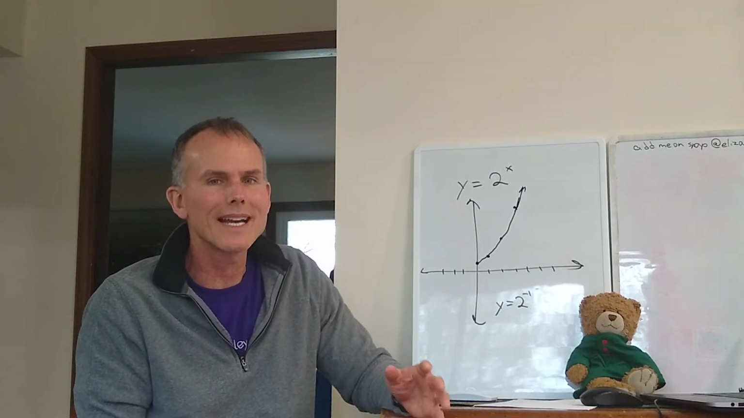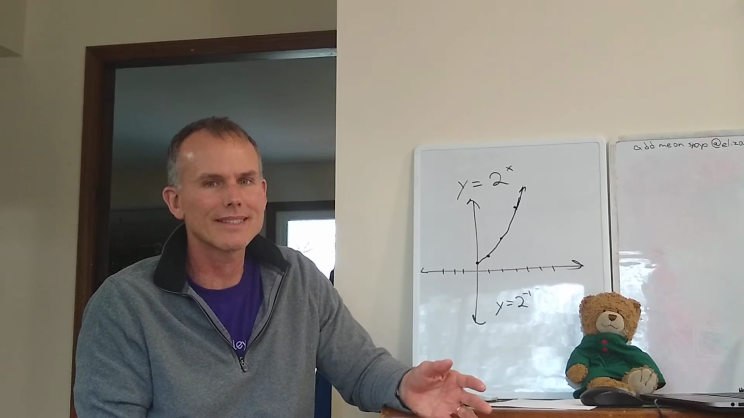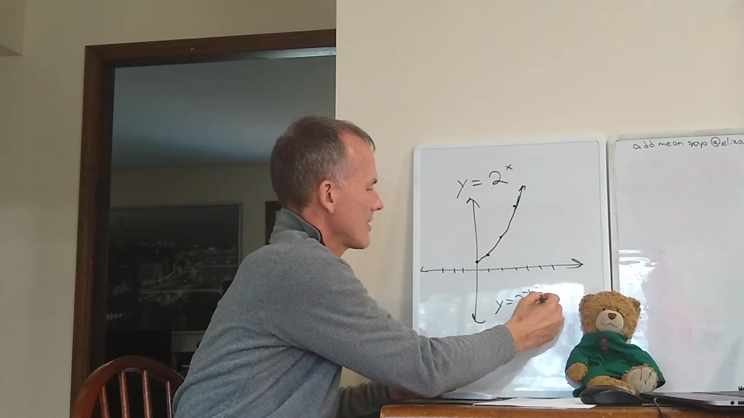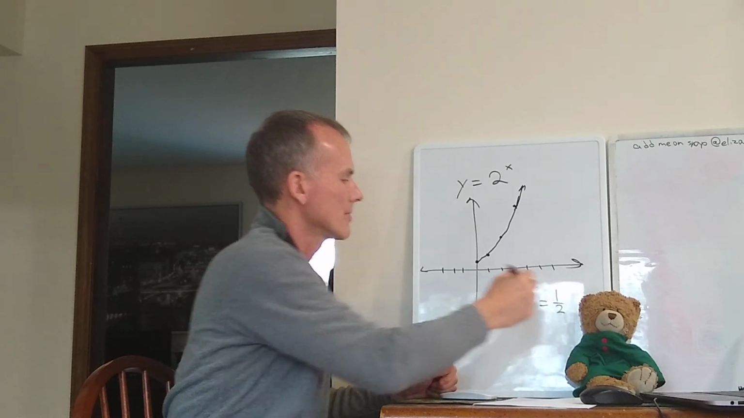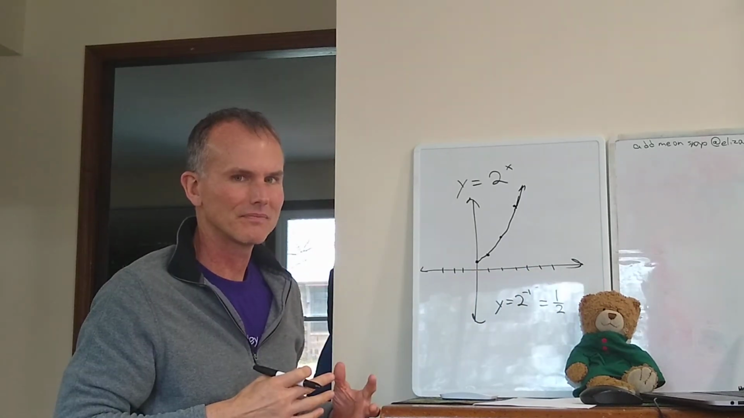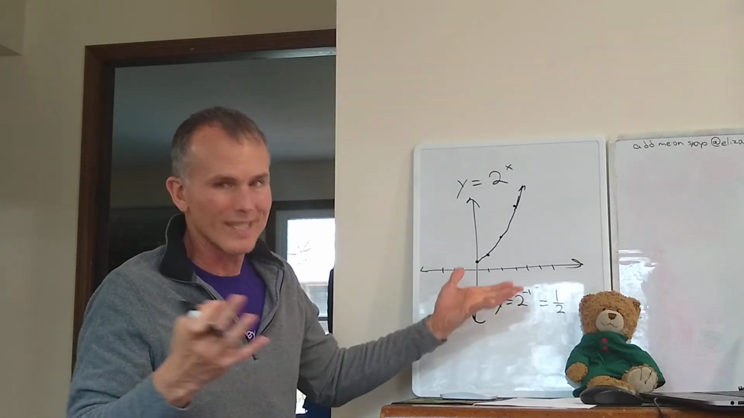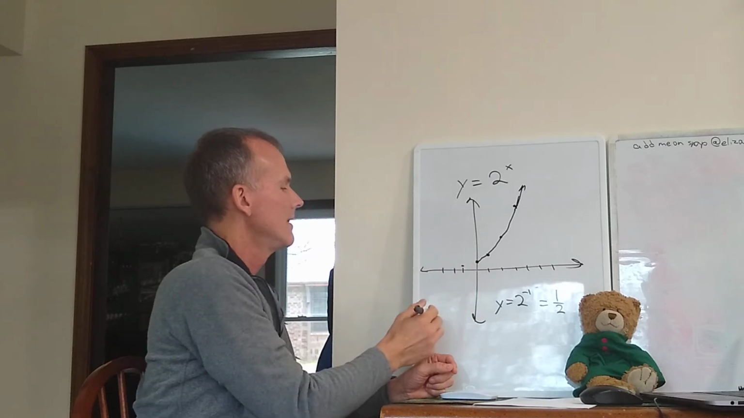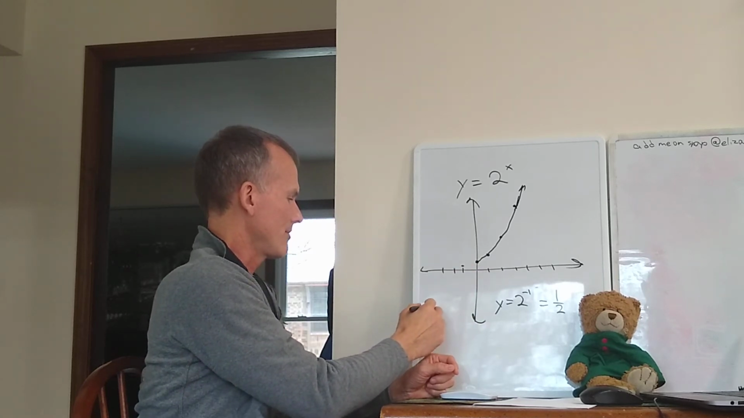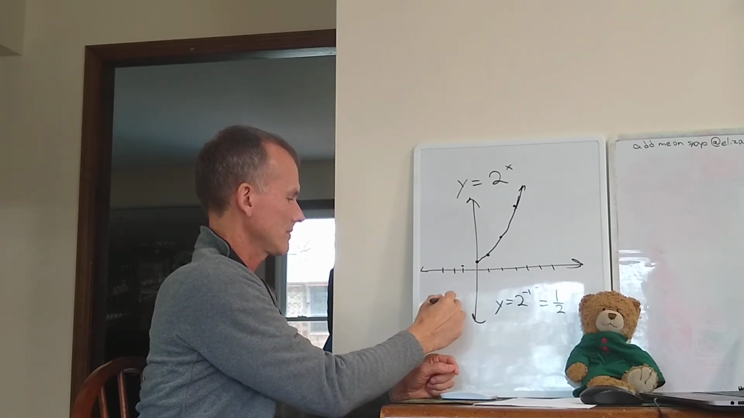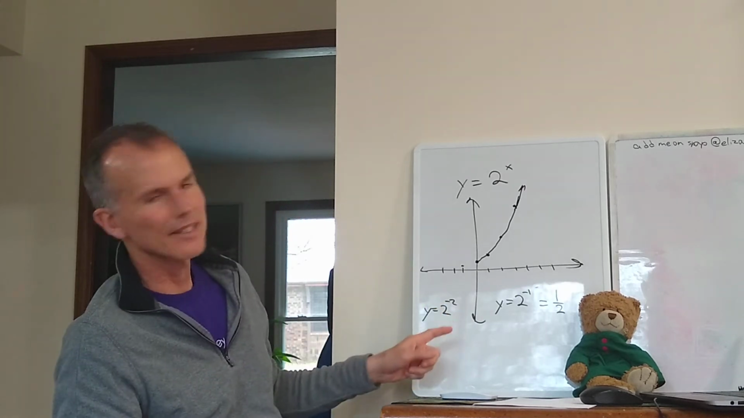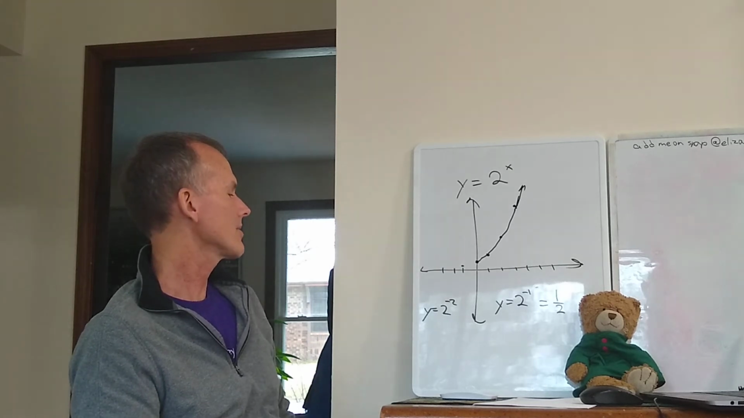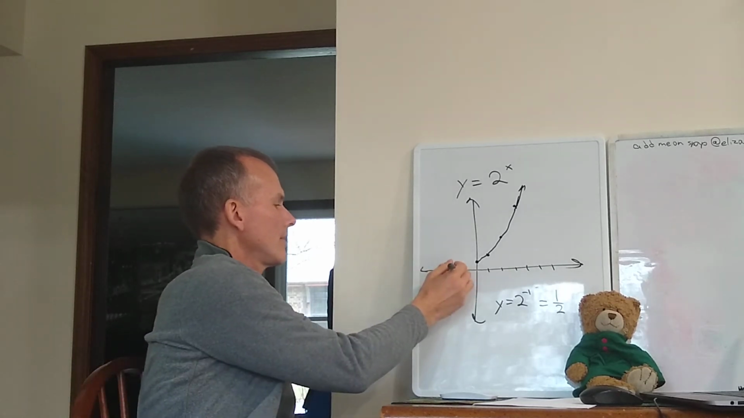Let's get this out of the way right now. That doesn't mean -2 or something like that. 2 to the negative first power is the same as 1 over 2 to the first power. So that's 1/2. So if x is -1, y is 1/2. If x is -2, remember 2 to the negative second power is the same as 1 over 2 to the positive second power. So that would be 1/4.